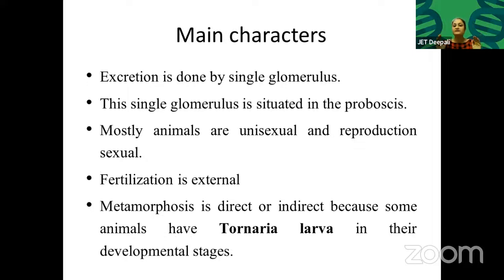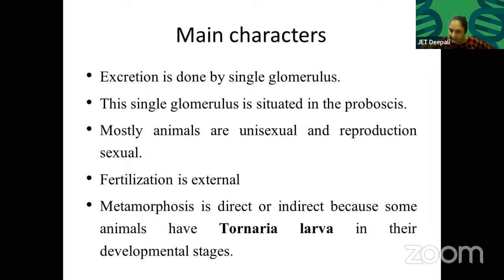Excretion is done by a single glomerulus. Do you know what a glomerulus is? The glomerulus is a cup-shaped anterior part of the nephron, which helps in the filtration of urine. The posterior part of the nephron is the collecting duct.